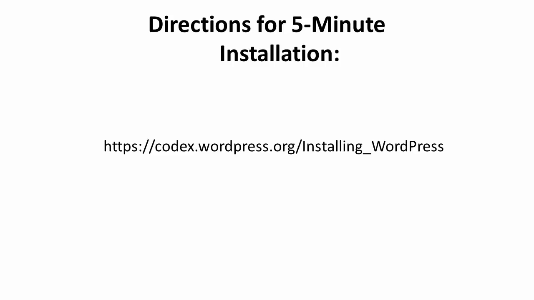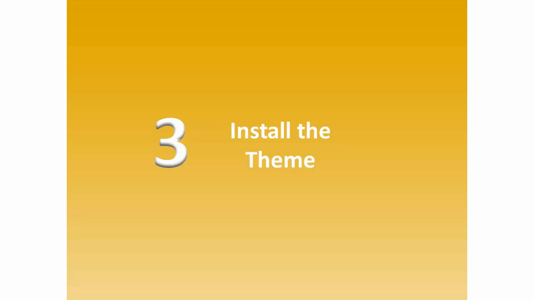And if those instructions are still too complicated, then try Fiverr.com and someone can do it for you there for $5. That's Fiverr.com. The last step is installing and uploading the theme itself that you choose in order for your site to appear the way you want it.